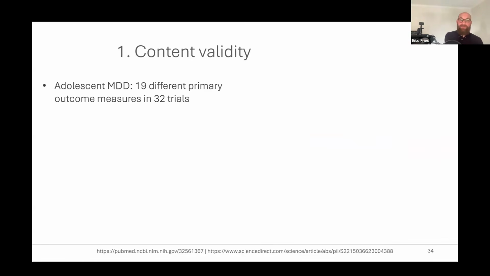All right, continuing in content validity. So what is the content of these measures? Is there evidence that the content of these measures helps us measure the underlying construct?